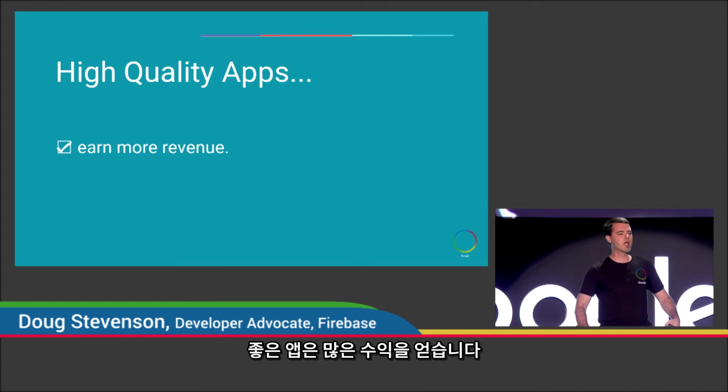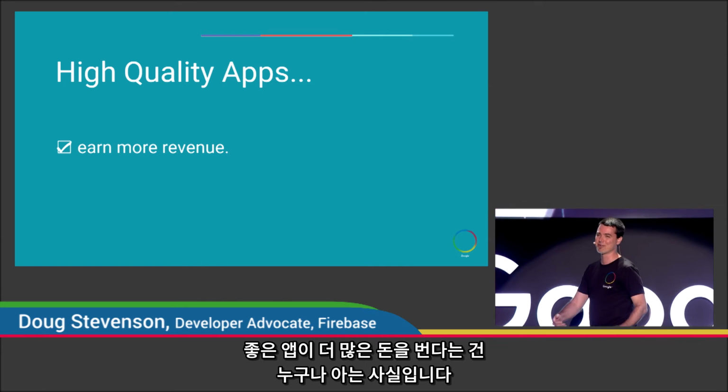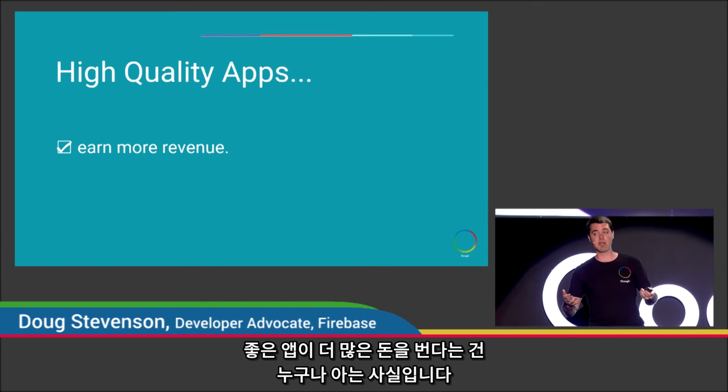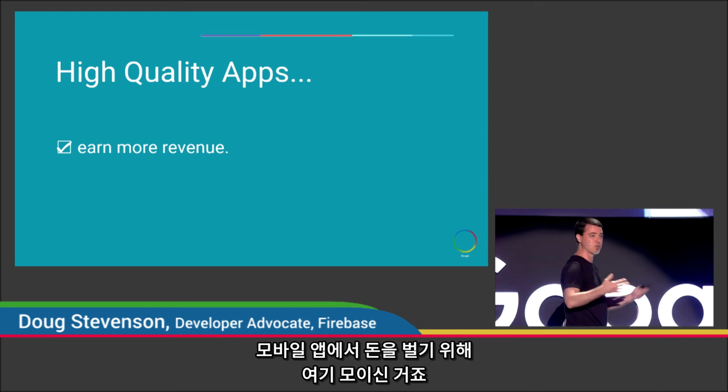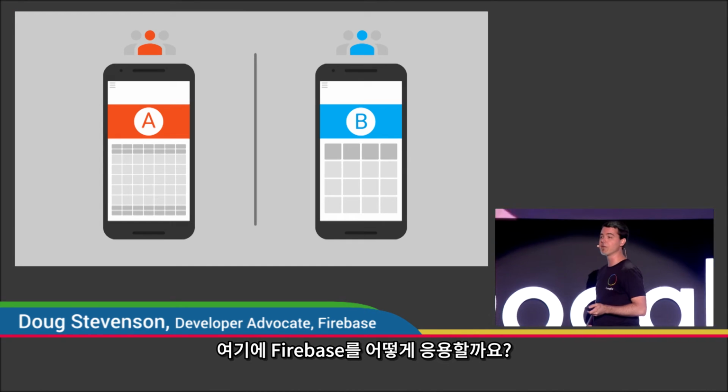Now, I also think high-quality apps earn more revenue. Now, this is kind of obvious, right? Everyone knows that high-quality apps simply earn more money. And that's what we're all here to do, right, is make money from our mobile apps. So how can we do that with Firebase?